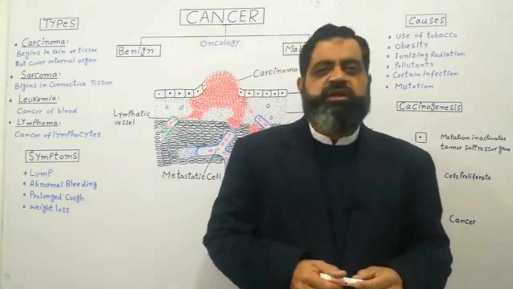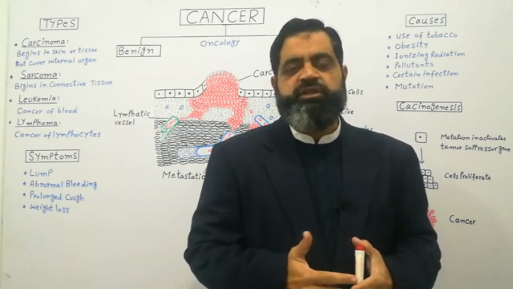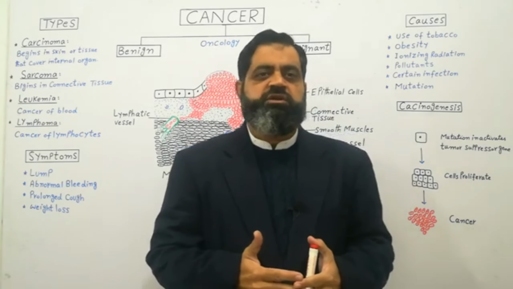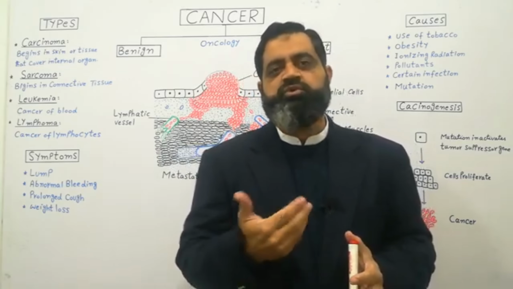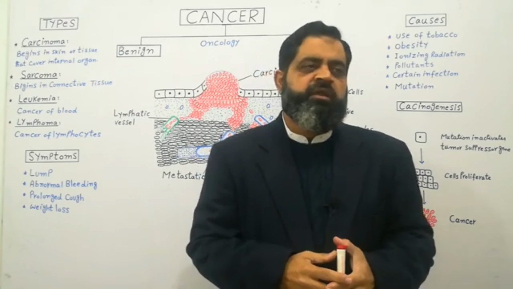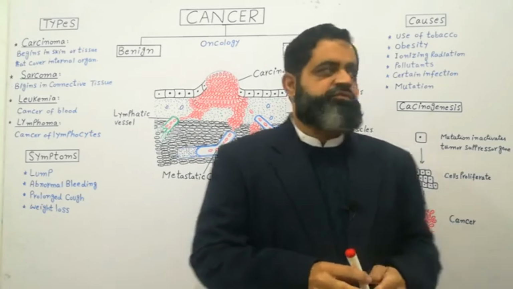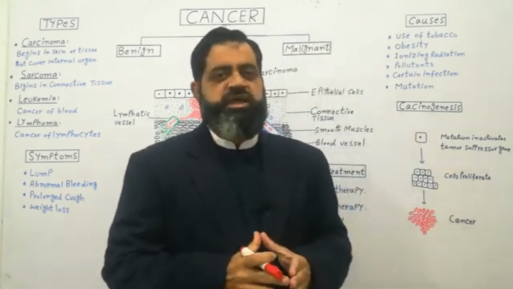Mutation can be caused by any mutagens. Mutagens can be radioactive radiations or certain chemicals; anything which causes mutation is known as a mutagen, and then mutation can lead to cancer. Now, how does this cancer start? What is the process of carcinogenesis or oncogenesis? How does this happen?